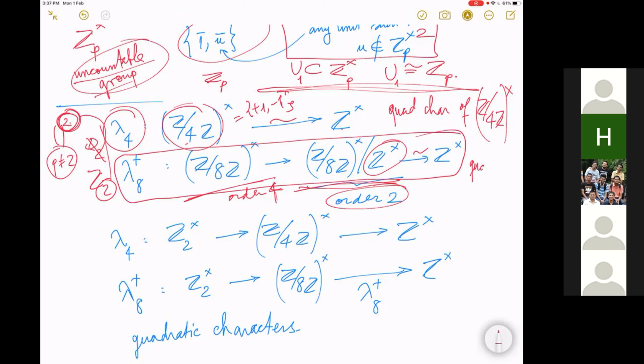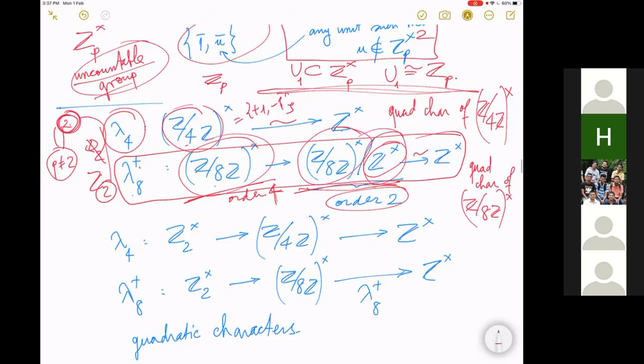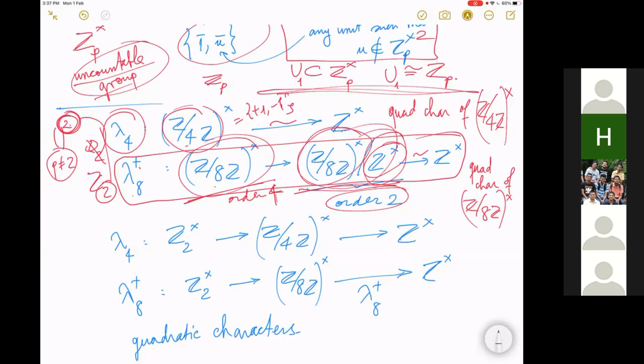This is a quadratic character of Z mod 8Z star. How do I evaluate lambda 8 plus on an element X of Z mod 8Z star? You first take its image in Z mod 8Z star modulo Z star. So you forget about the sign, plus minus. And then this is a group of order 2. So you have a unique isomorphism with Z star, and that's how you get your quadratic character.